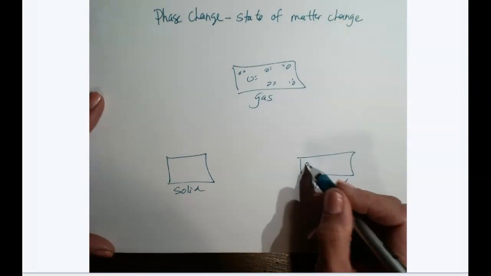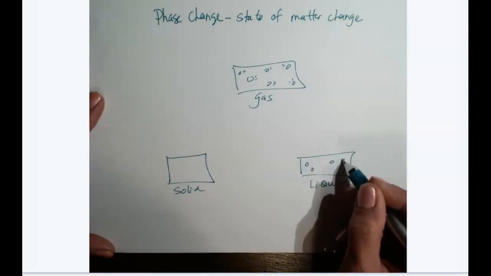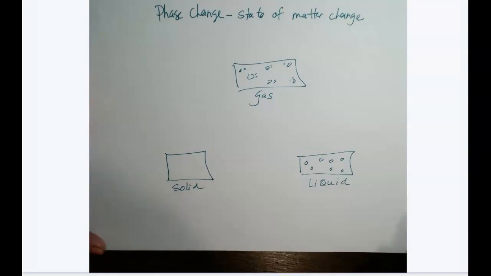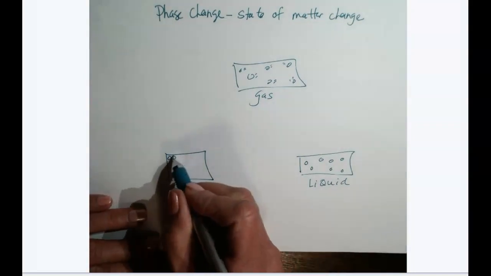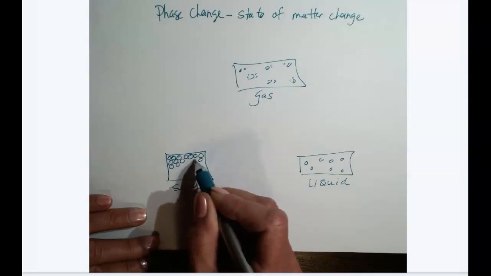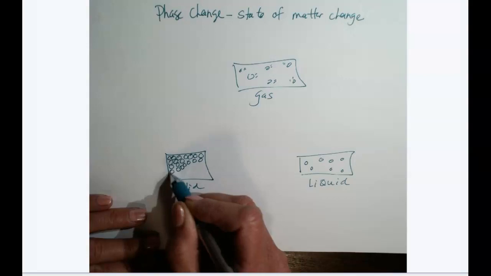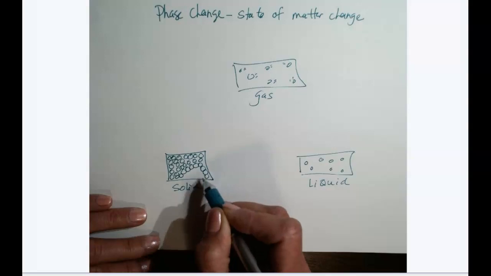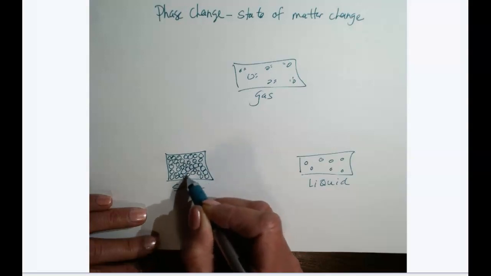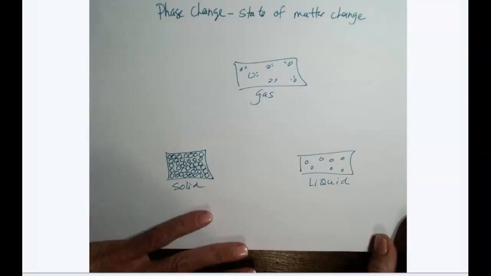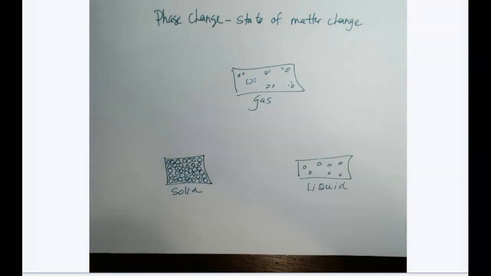Liquids, the particles are a little bit closer because they have less energy. So if you don't have very much energy, you're not going to be able to move around very much, and you're not going to be able to spread out. Solids, the atoms, like I discussed before, are super tightly packed. Solids are incompressible. So this kind of gives you an idea of what the particles look like in these three states of matter.